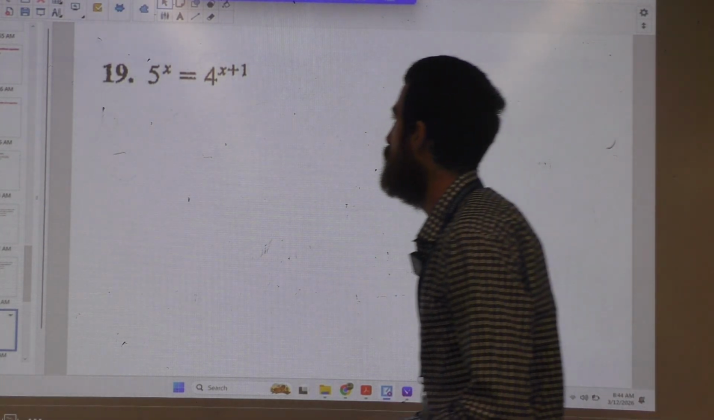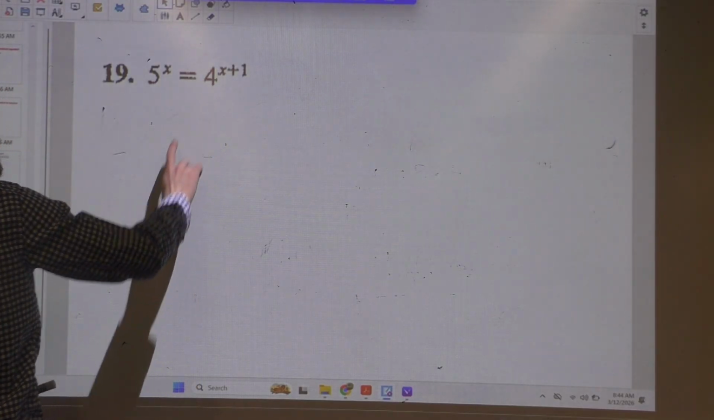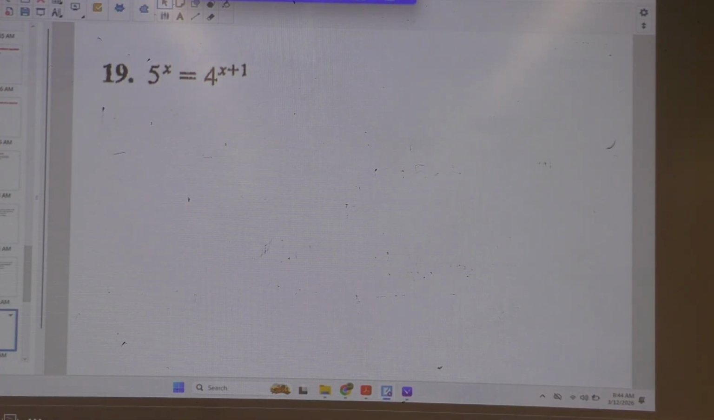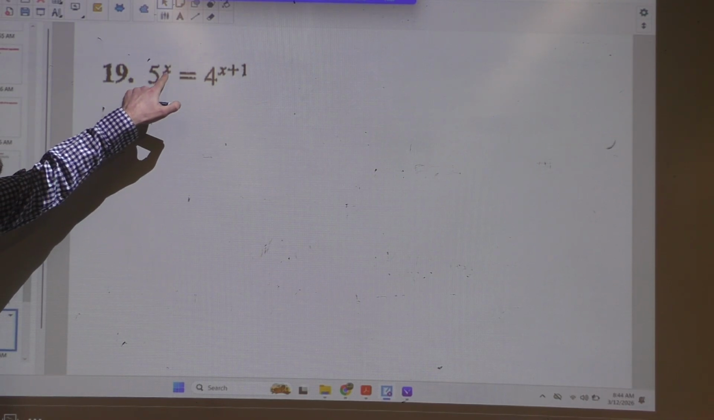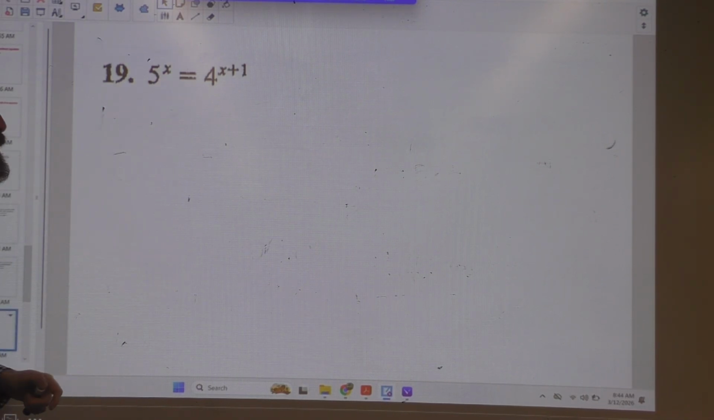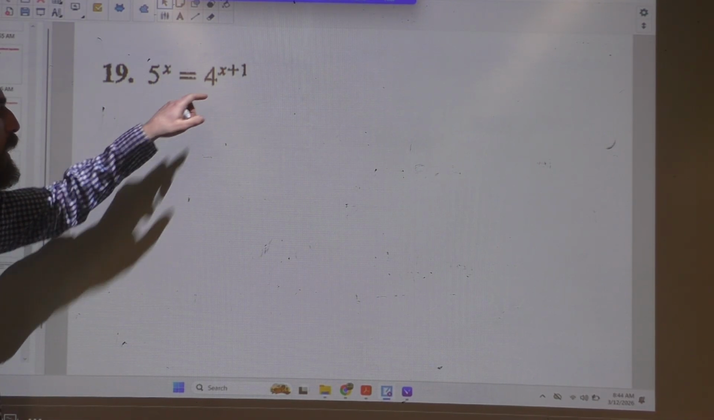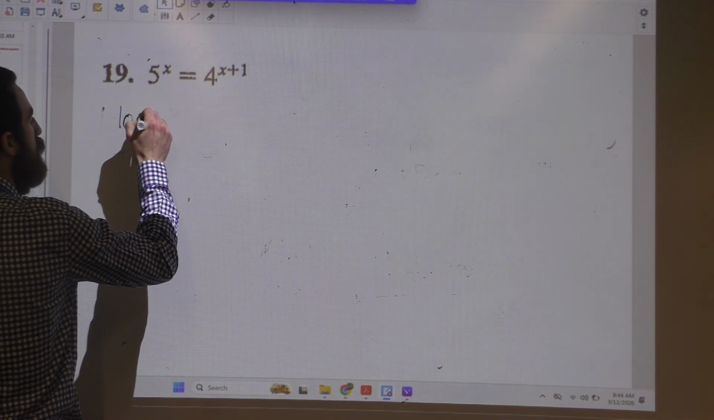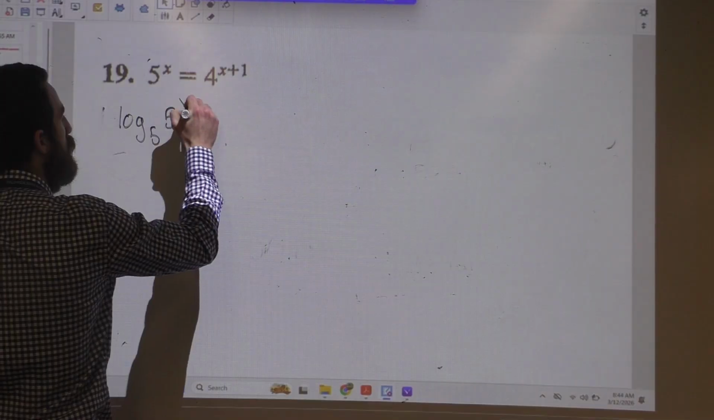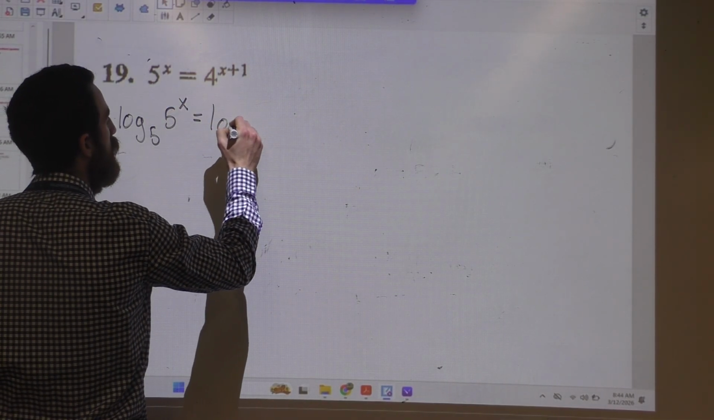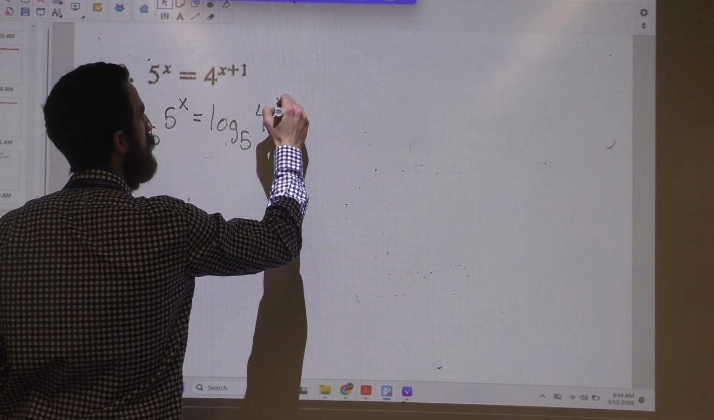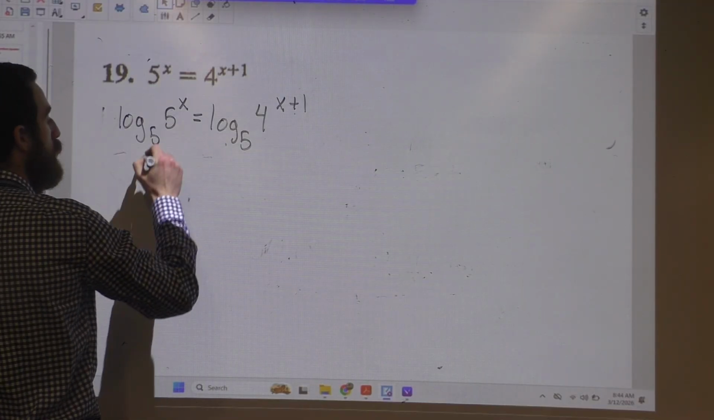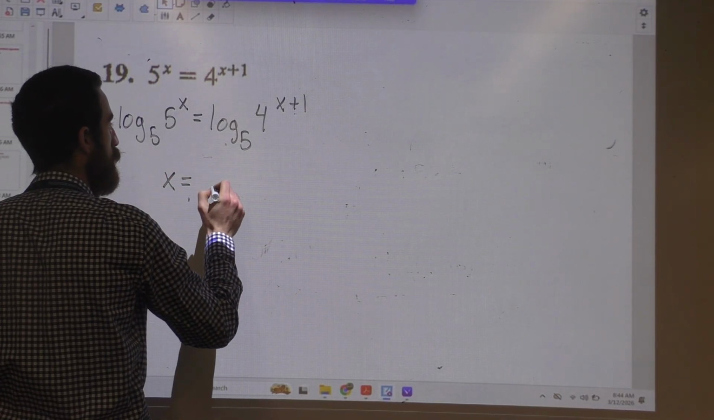All right, great. Common base? No. But then what base should I take? If I do log base 5, I would cancel out the 5 here and get x equals. But log base 5 there won't cancel that out. So let's try that. Log base 5. Well, that cancels out. Like I said, x equals.